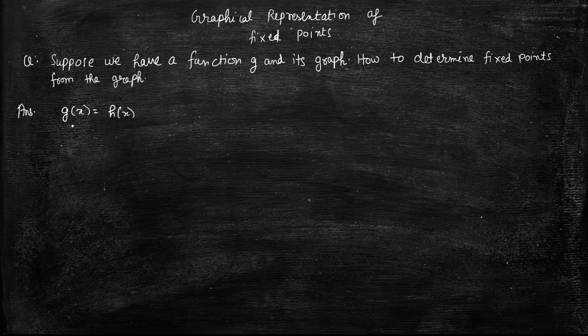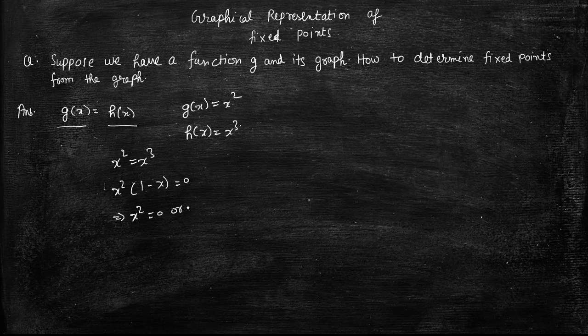To do this, we first plot g(x) and then we plot h(x), and we will see where g(x) and h(x) are equal, or where the graphs of g(x) and h(x) intersect. For example, let us say g(x) is equal to x square and h(x) is equal to x cube. So we want to solve the equation x square is equal to x cube. From algebra, we know that x square times (1 minus x) is equal to 0. This implies x square is equal to 0 or x is equal to 1. Or this implies x is equal to 0 or x is equal to 1.